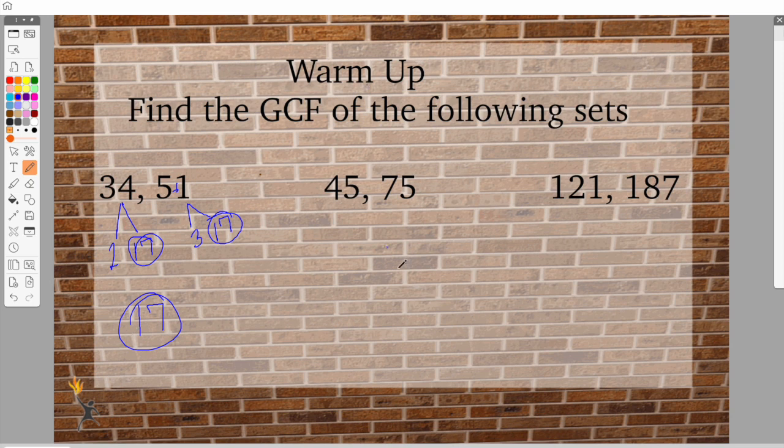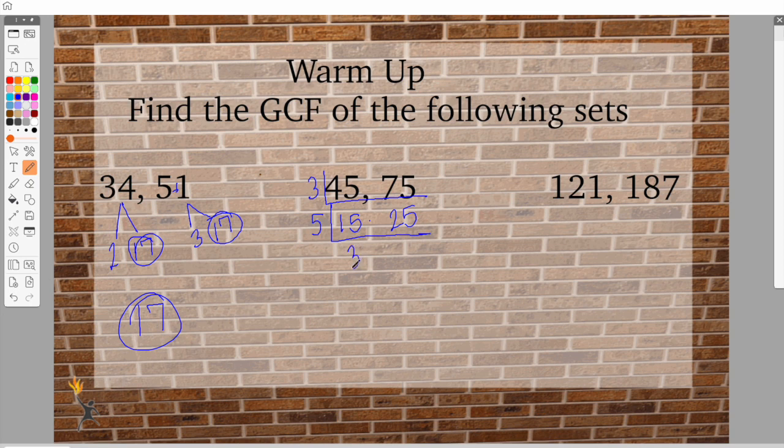So if we take a look at this one, if I'm going to do the ladder method, 45. Well, I'll just shortcut this. I'll put a ladder around this one and give it a shot. Okay, it's divisible by 3, so that gives me 15. If I divide 75 by 3, I get 25. Then I can see they both end in 5, so they're both divisible by 5.